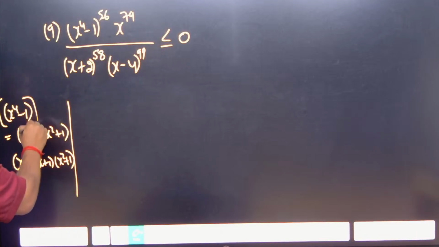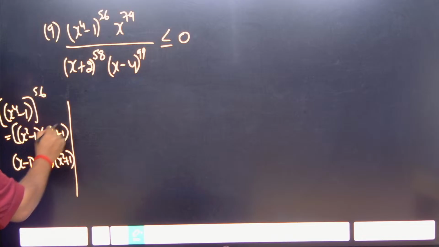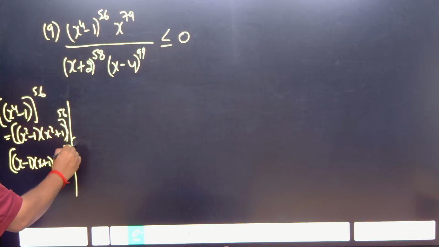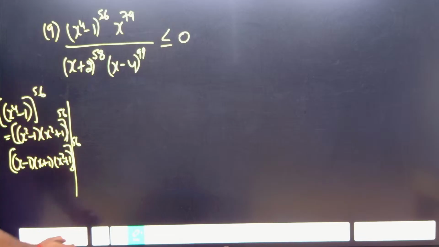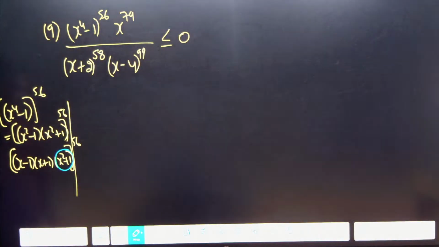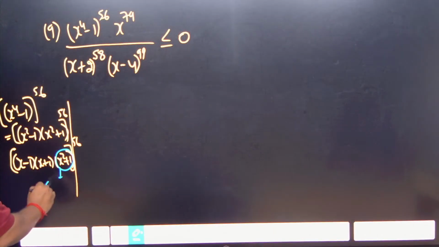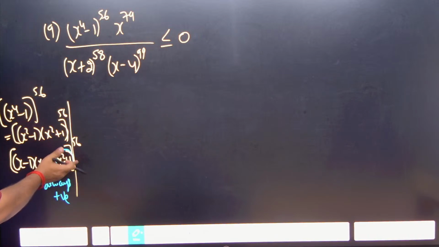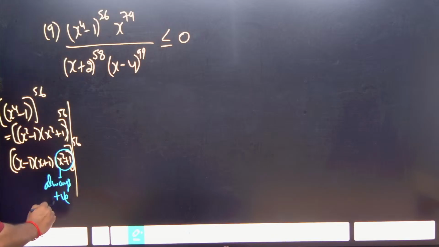If I apply power 56 here, power 56 will be there. So this entire thing is under power 56. Now observe carefully. This x square plus 1 is always positive and non-factorizable. Like in previous questions, we also told you x square plus 1 is always positive and non-factorizable. So you should ignore this.